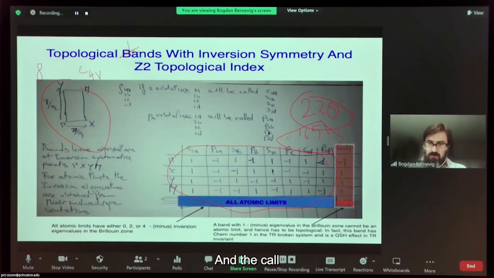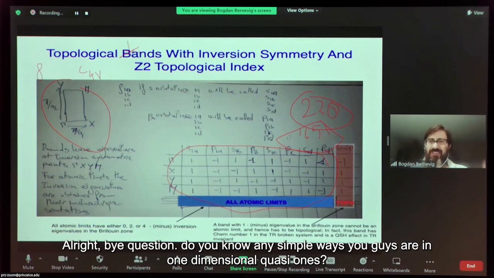Other question. Do you know any simple way to get a flat band in one dimension or quasi one dimension? Yeah, so flat bands in one dimension, we can get them. So flat bands in one dimension are fine-tuned. I mean, the flat bands are kind of fine-tuned in every system, I guess. So how can I answer your question? Well, I haven't thought, I mean, certainly we can get flat bands in one dimension, like dimerized models will have flat bands in one dimension.